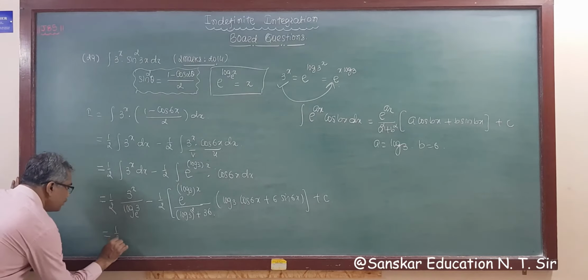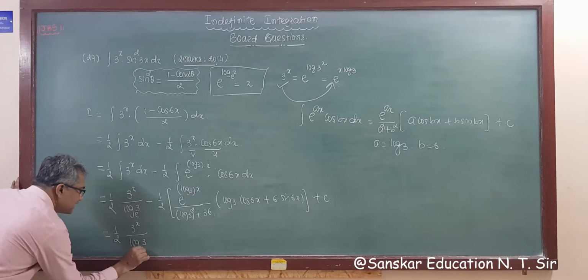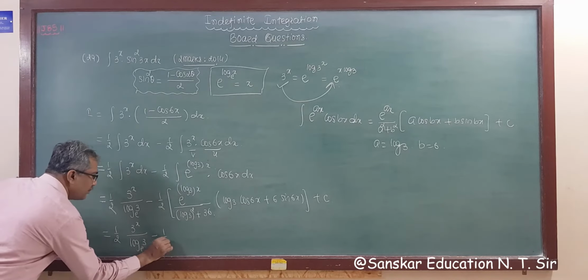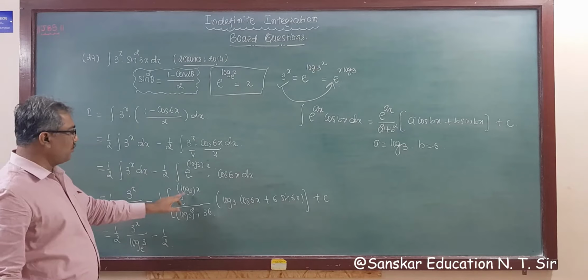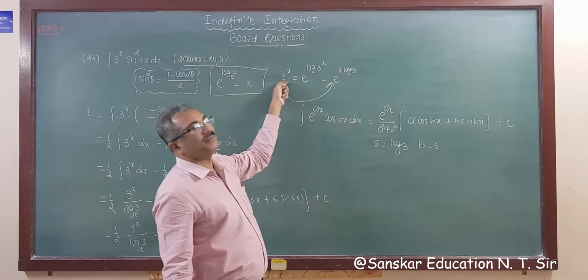So what is your answer? The answer will be 1 upon 2 into 3 raised to x upon log 3 base e, minus 1 upon 2. Now e raised to log 3 into x is nothing but 3 raised to x.